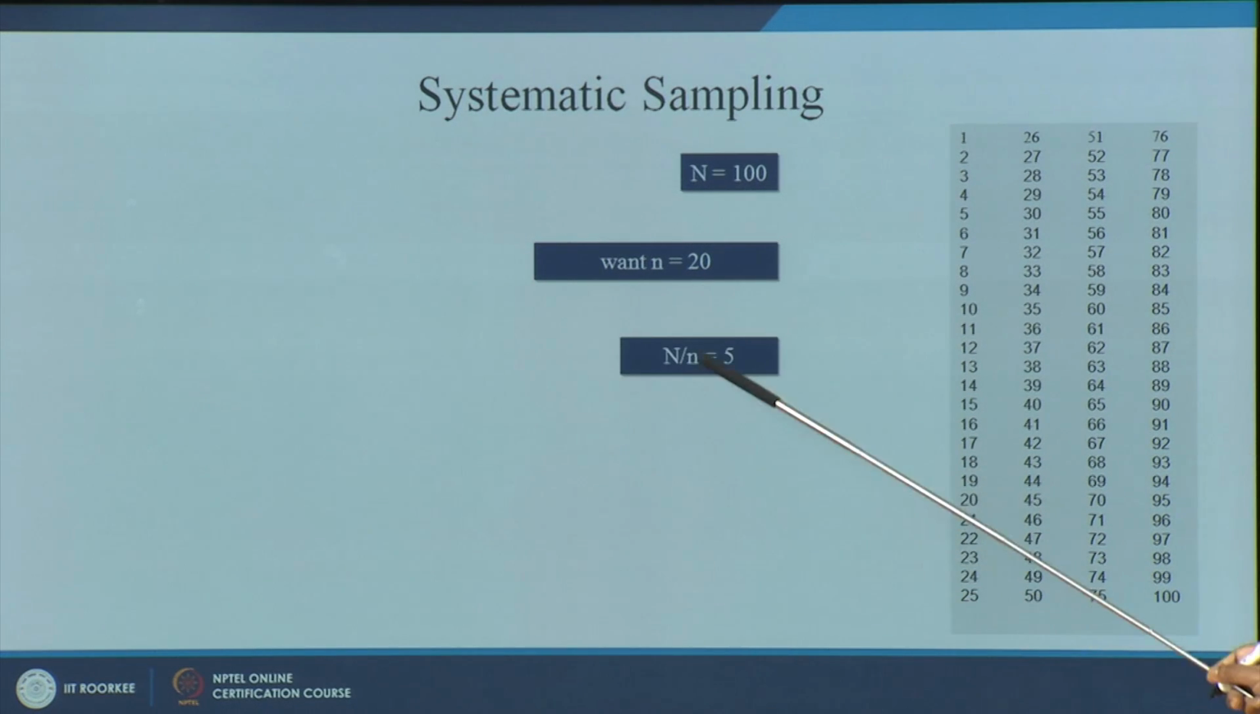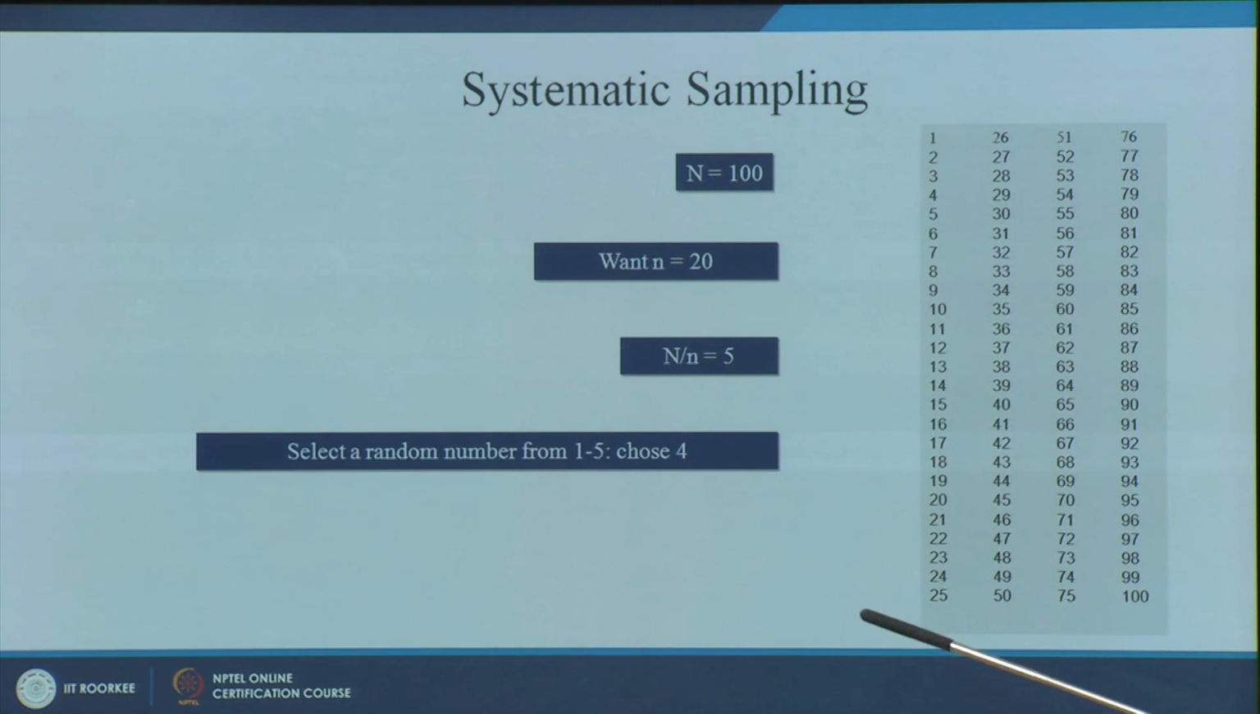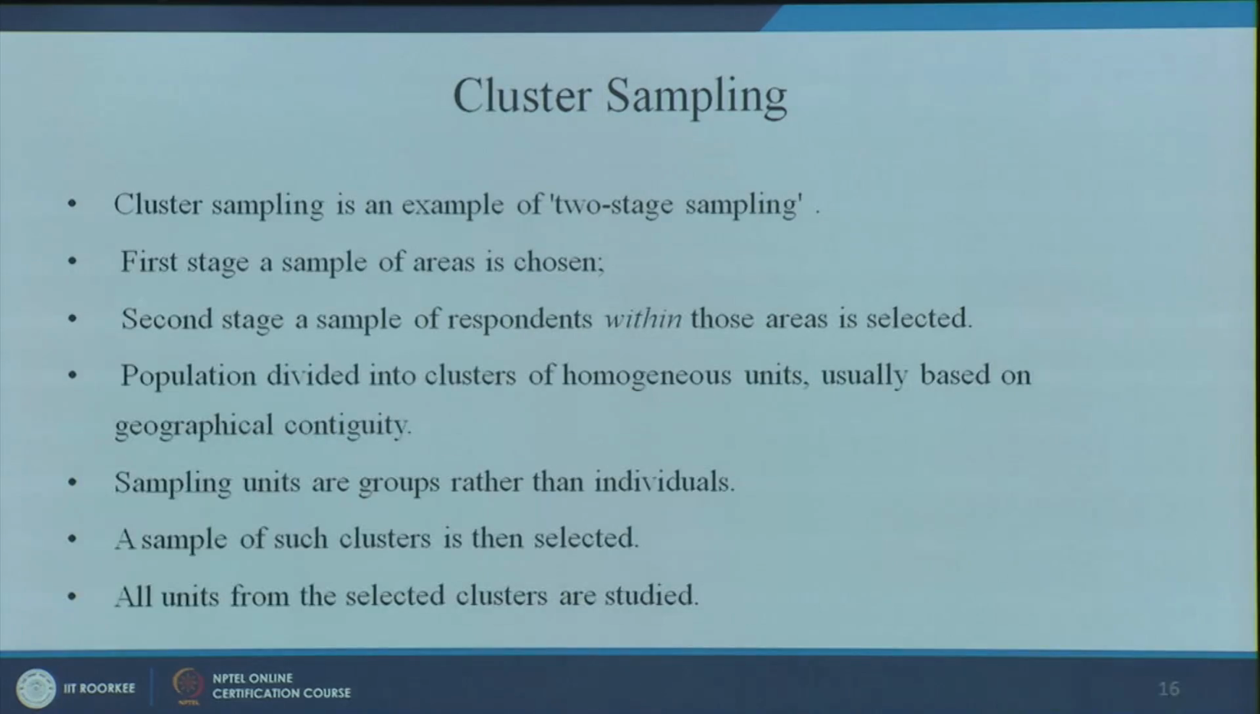So, if you do that, every fifth element has to be selected. Now, how has it been done? Let us see. The 4th, 9th, 14th, 19th, 24th, 29th, every 5 gap. So, they have selected 20. This is the way systematic sampling is done, right.